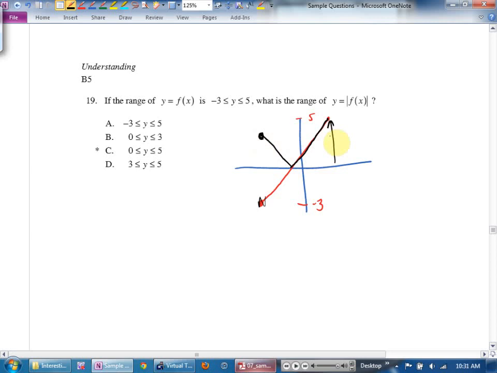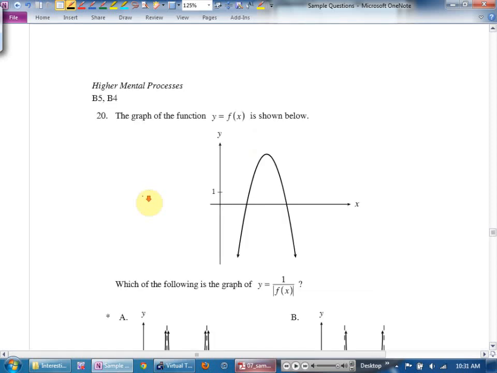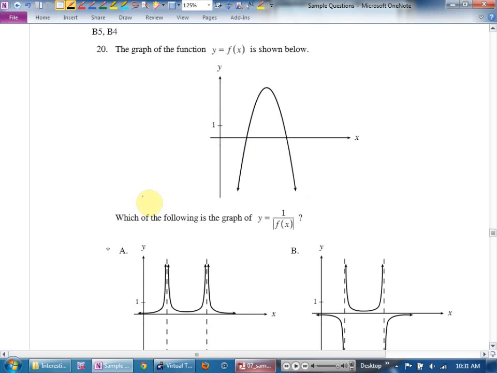Here's an H question, a tougher question. Here's my original. What's the absolute value reciprocal? Okay. Absolute value I can do easily. Anything that was below would flip up. So this would be gone. This would be gone.